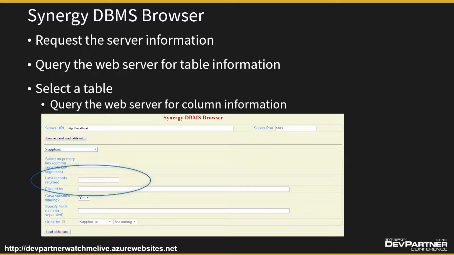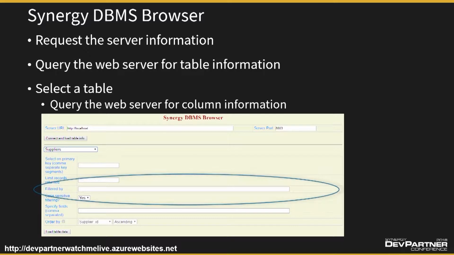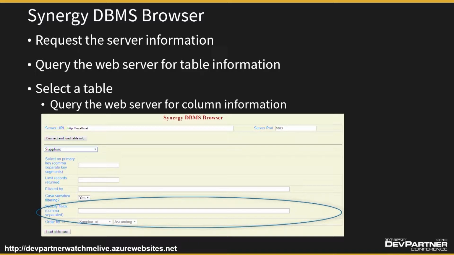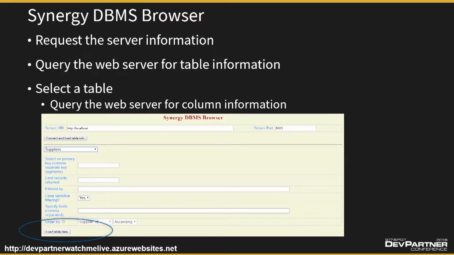We can limit the number of records. If you've got a file that's got tens of thousands of records in, you might only want to bring the first 100 back, for example. You can filter them, so you can say just the ones that have a certain value in them. And you can specify which columns you want, because they may have hundreds of columns, but you only want one or two of the columns or the fields. And then we can load the data.